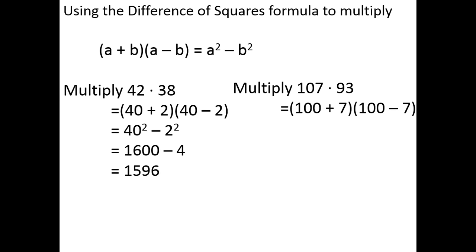Now we've got something that's fitting into this pattern for difference of two squares, where A is the 100 and B is the 7. So that means we've got 100 squared minus 7 squared. 100 squared is 10,000 and 7 squared is 49, and the difference of those two is 9,951. So that means that the product of 107 and 93 is 9,951.